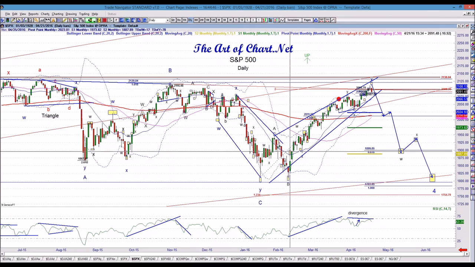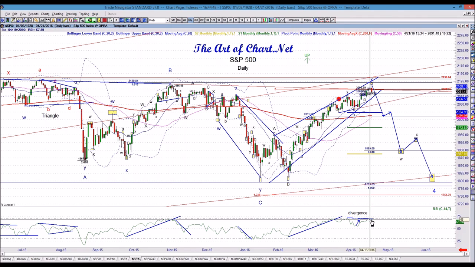So here on a daily basis, look at the divergence right here. It's the same basic thing I just showed you, the RSI price cycle.